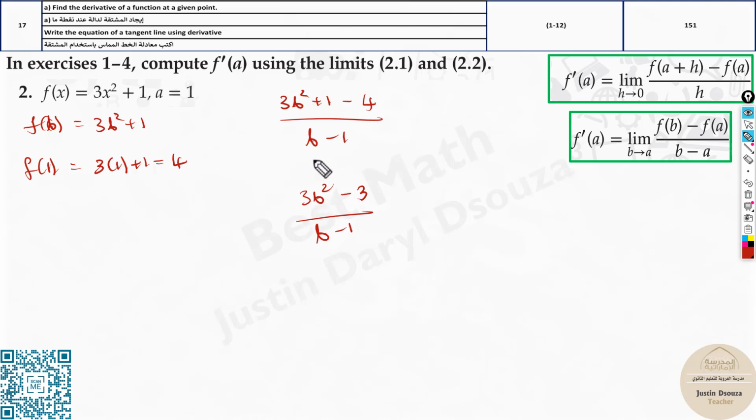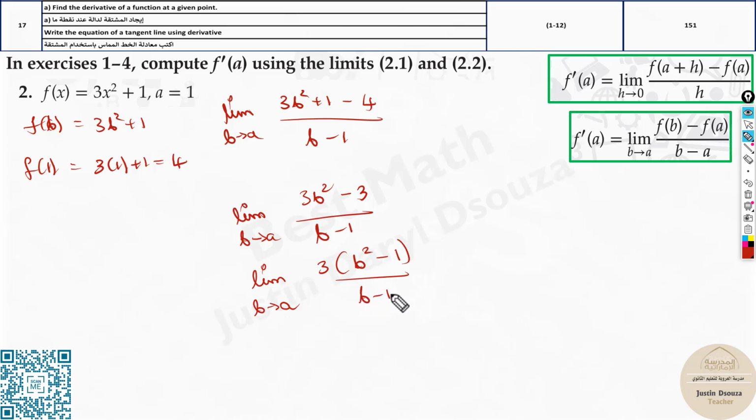Now let's remove this common term. We have to write this limit all the time. Okay, in the exam it's very crucial. Limit b tends to a. And here what we do is limit b tends to a. Remove this 3 common out, distributive property. See, here we have to do distributive property. There's no other way. And you will have b squared minus 1, and over here, denominator, we have b minus 1.